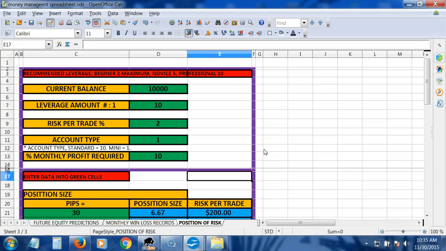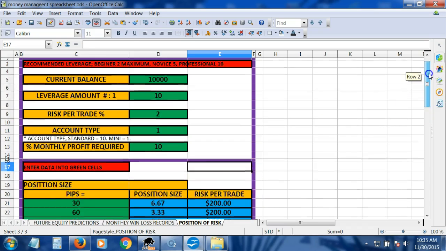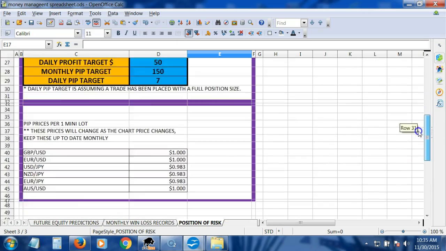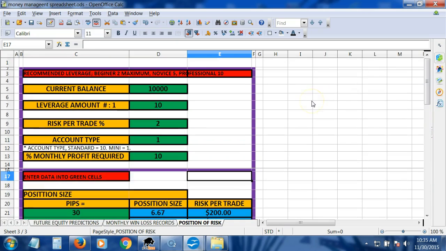All right, traders, this video is on money management and the money management spreadsheet that's in your first module, given to you in the mentor's course or whatever course you may be in which concerns money management. Now, let me give you a brief overview of this particular spreadsheet and what these numbers inside mean.